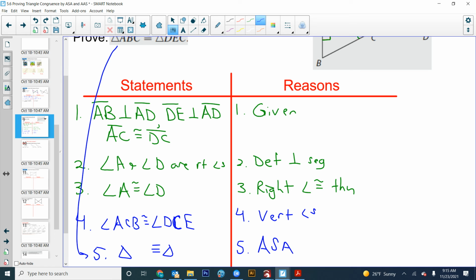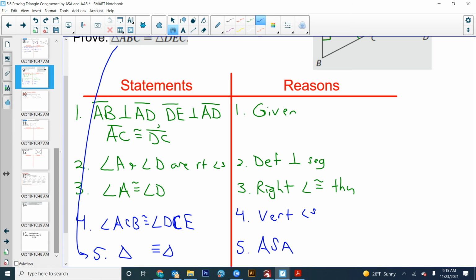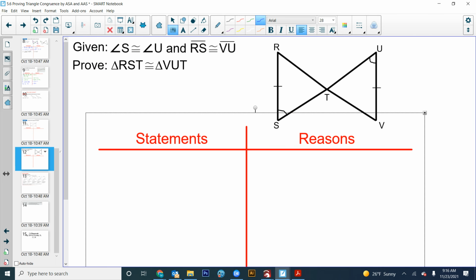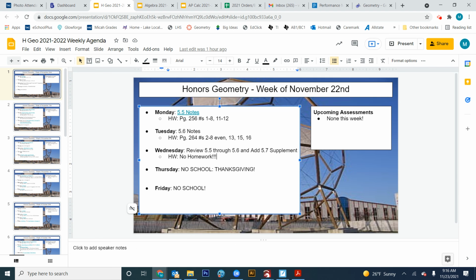All right, your homework. Are you ready? You're gonna do this one on the proof, on the guided notes. This proof. This proof on the guided notes, and I'm gonna cut your homework back a little bit.